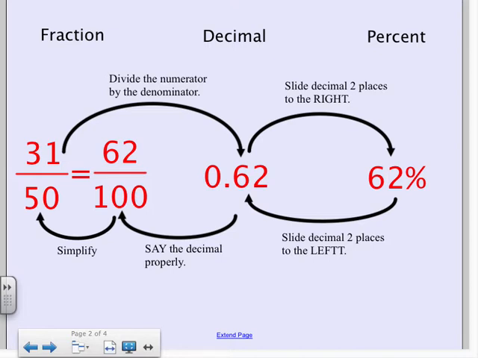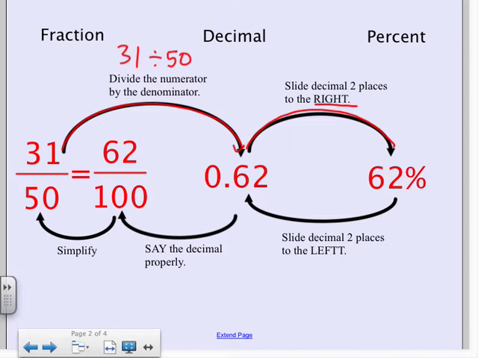So if I have 31 over 50, to turn it into a decimal, I divide the numerator by the denominator. So that just means 31 divided by 50. In this case, I get 0.62. And then turning a decimal to a percent is pretty easy. All you're doing is sliding the decimal place twice. So it's 2 places to the right. It makes it bigger. It makes it 62%. So that's going from a fraction to a decimal to a percent.